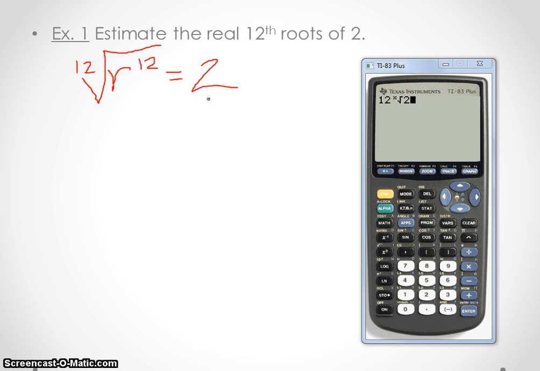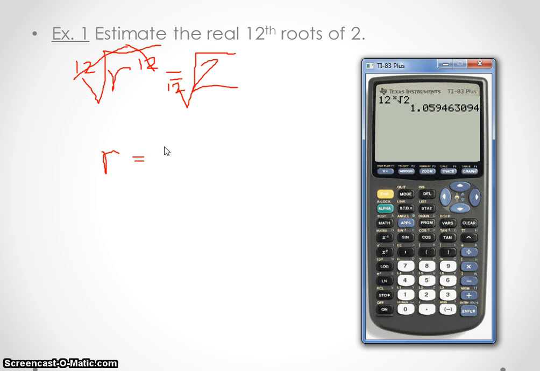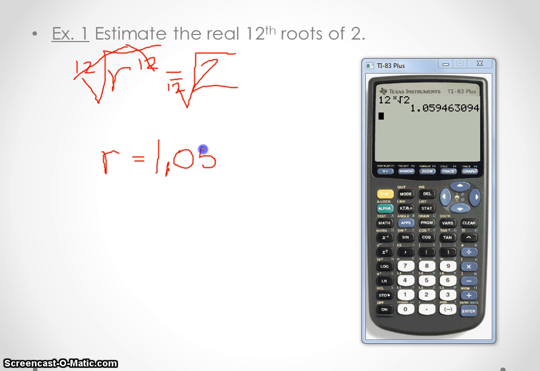So of course, what I do to the left-hand side, I have to do to the right. So we'd say the 12th root of 2, and that's what we're doing here. On this side, the 12ths and 12th roots cancel each other out, so we're just left with r. And then we have to find whatever the 12th root of 2 is. Let's hit enter, and you know it's going to be a decimal, which we expected. It's going to be 1.05, let's say 1.059 will be good for our purposes. So that's your 12th root of 2.